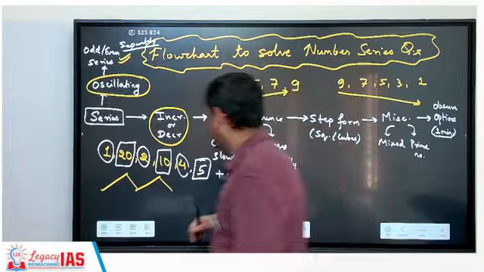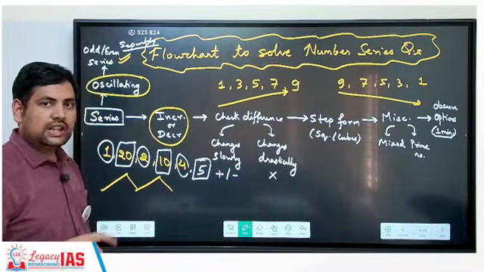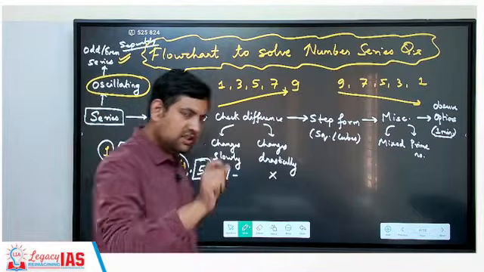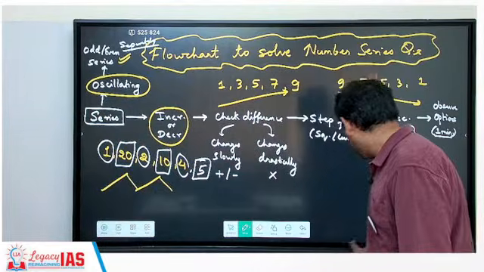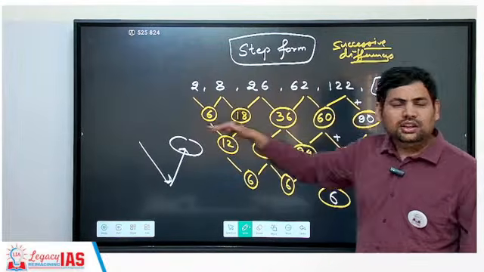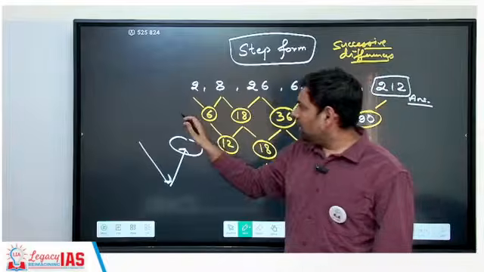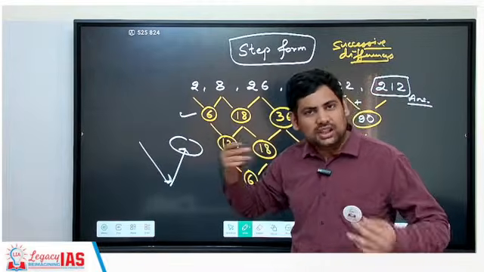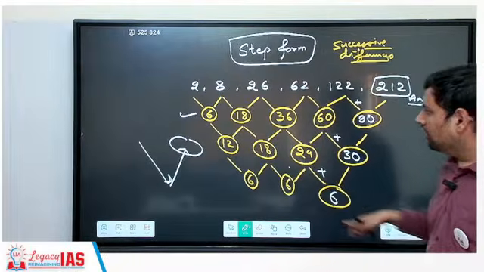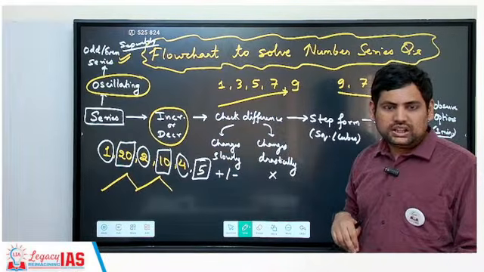Now see this. If it is increasing or decreasing, you check the difference between terms. At least the first difference you write, like in that step form. So this step I am asking you to write. Any series may be given to you, you try to write this, or at least try to think in your head what the first differences are. Then you check the difference between each of these terms.